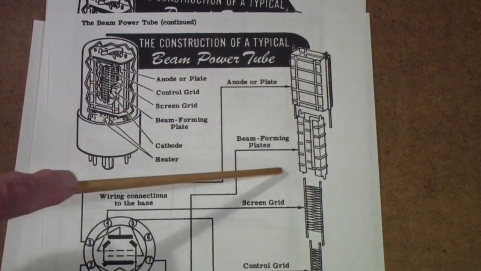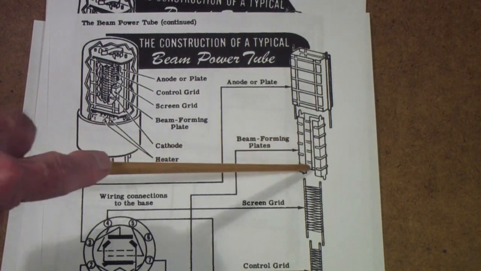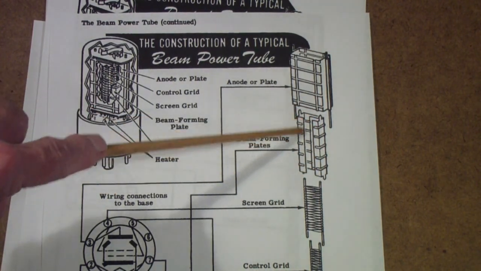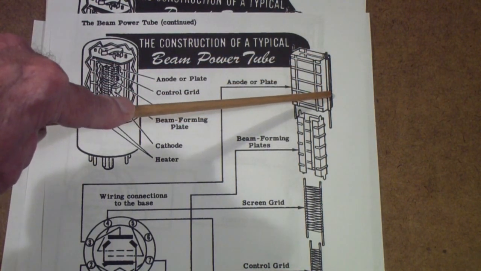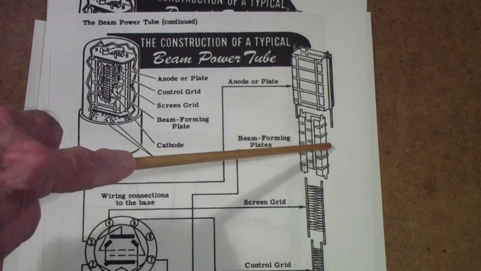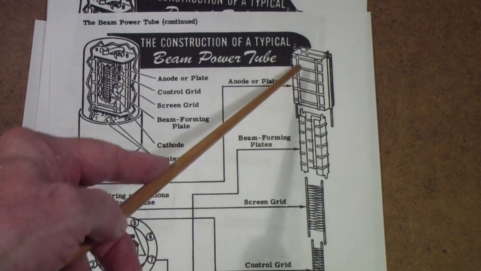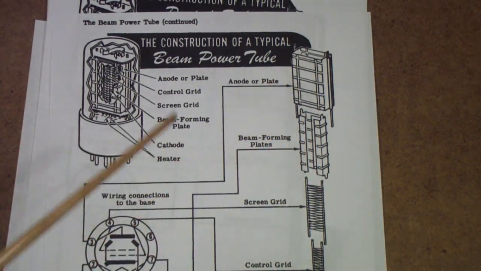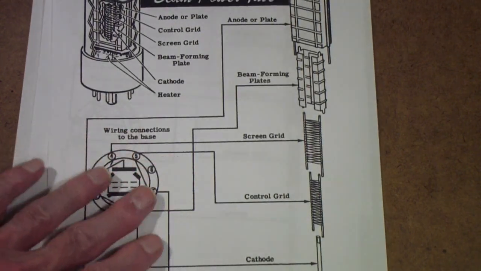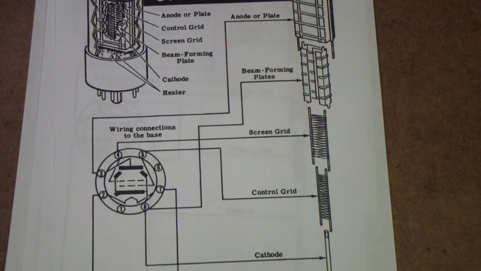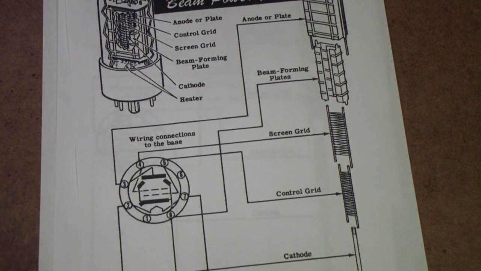Once again, the plate. Then, instead of a grid that is completely circular, there are a pair of plates which basically are just like the plate itself, or the anode, except they're smaller and spaced a little closer together. And that is to focus the electron beam a little harder onto the plate. Then the screen grid, the control grid, the cathode, and finally the heater. So I hope this gives you a bit of an overview on the development of tubes, how they are numbered, and what the various elements are and how they're physically constructed.